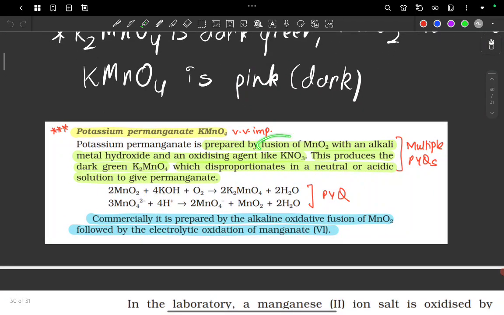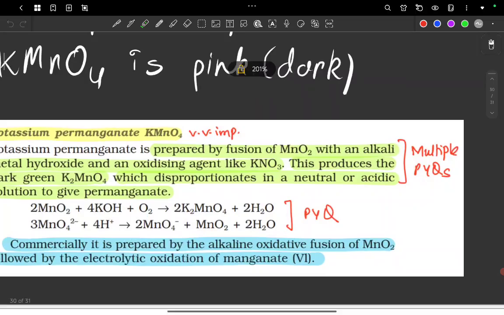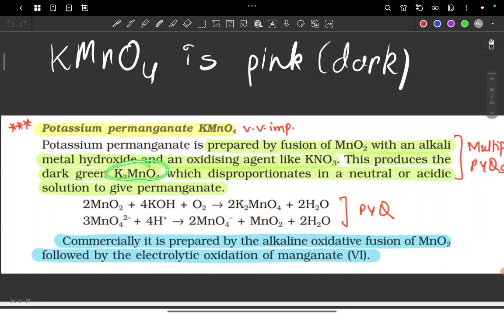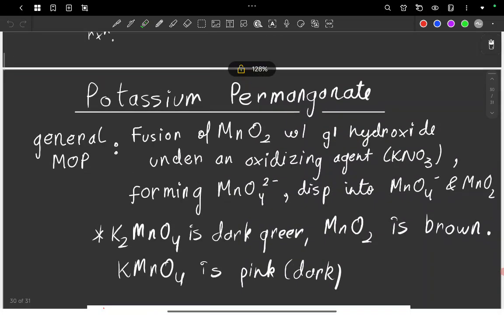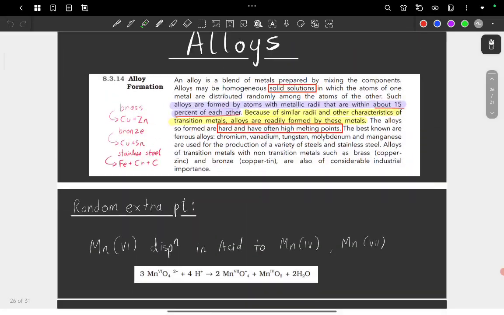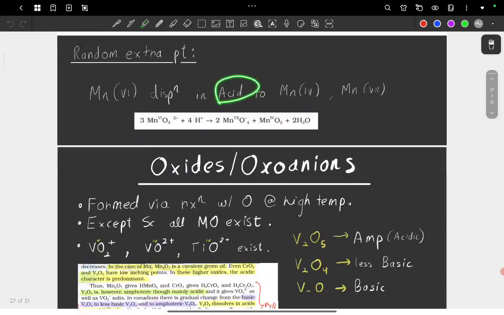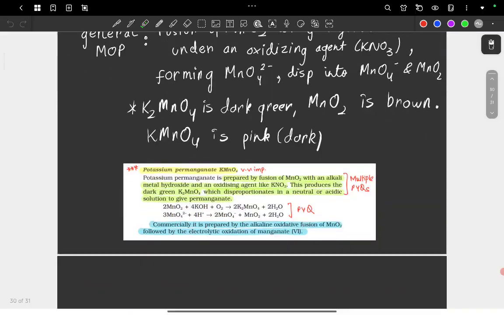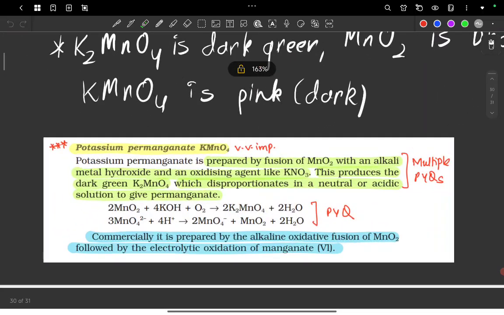As I told you, it is prepared by fusion of manganese dioxide with an alkali, that is, a group 1 metal hydroxide, and an oxidizing agent like KNO3. This produces dark green K2MnO4, which disproportionates in a neutral or acidic medium. The disproportionation, as we know, we learned it earlier also. It happens in acidic medium, but they're also saying it happens in neutral medium, so remember that. And basically it gives permanganate.